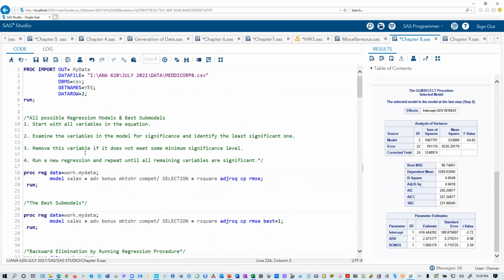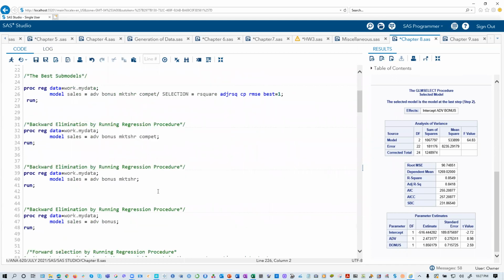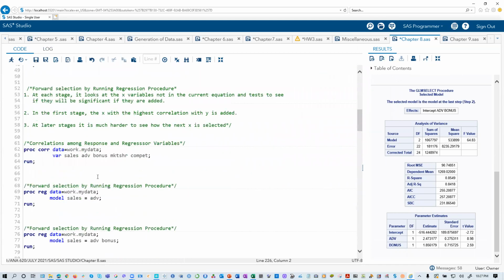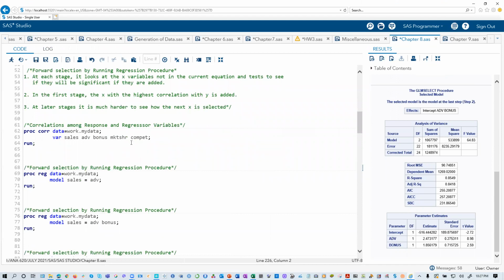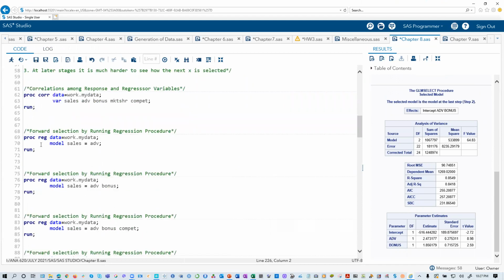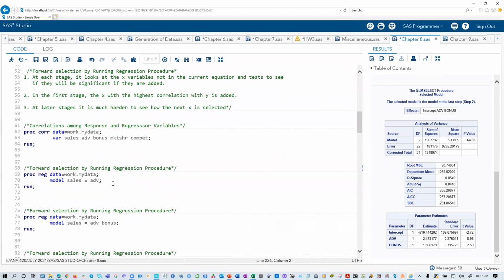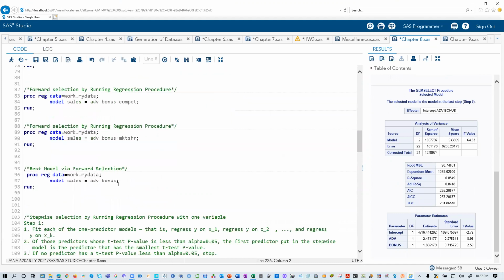Forward selection, backward elimination. In backward elimination, you take all and take out one at a time, and then come up with the best one. Forward, you're adding one at a time. Which one are you going to add in the very beginning? The one with the highest correlation with the response, and keep going until you're done.